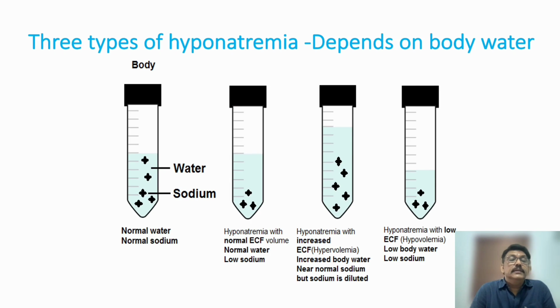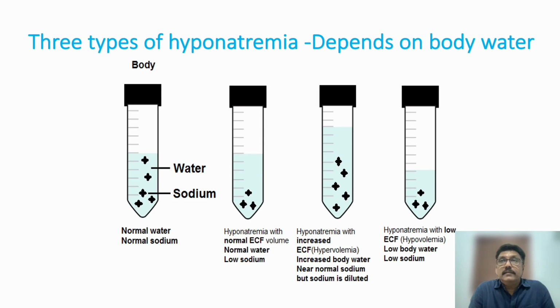In the first test tube we are seeing normal water and sodium. The second one is hyponatremia with normal volume. That means water is normal, sodium has gone down. Suppose a patient is not taking adequate sodium, but he is taking water. So what happens is water levels are normal, sodium level is low. That is normovolemic hyponatremia.